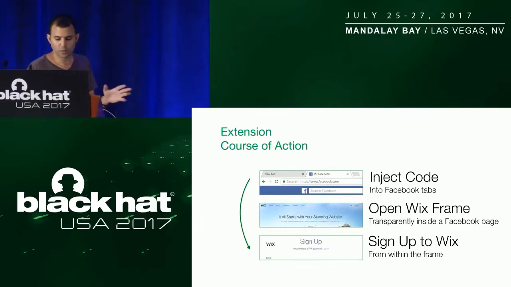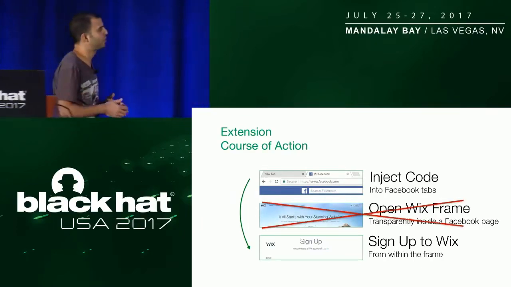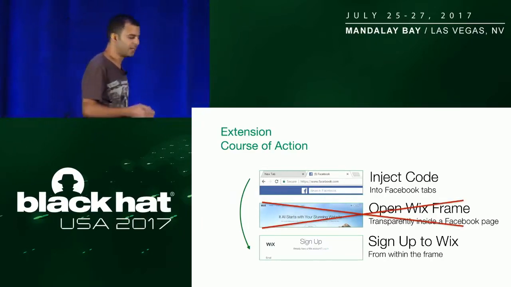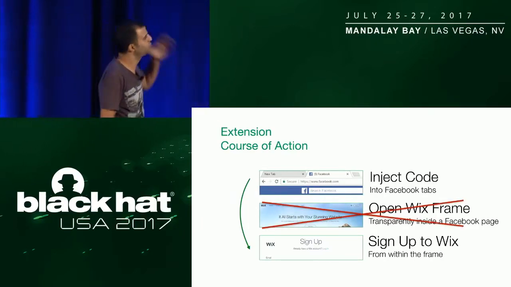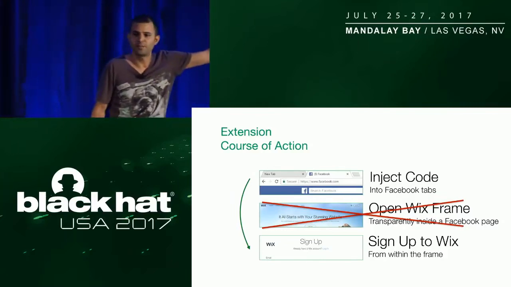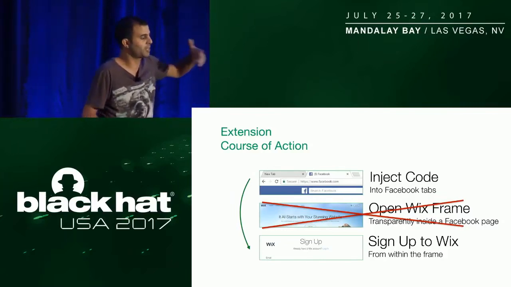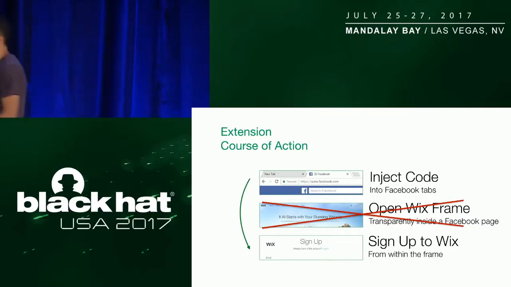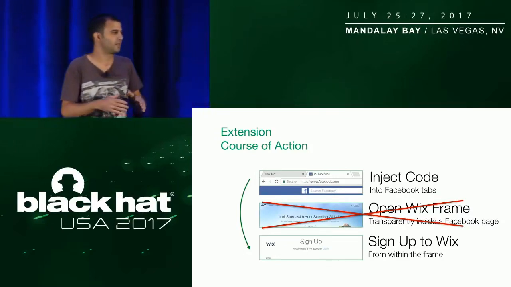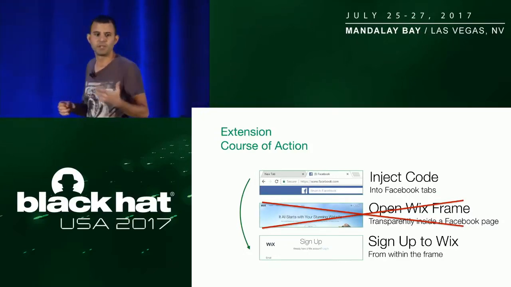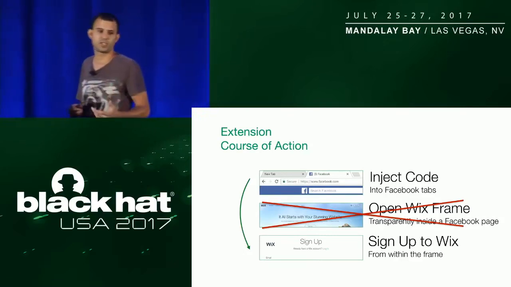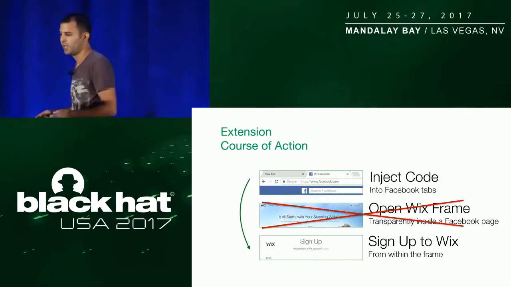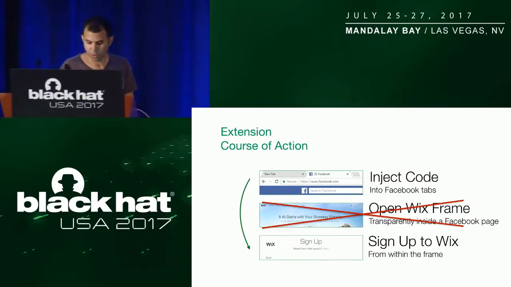Now, one quick question. Why would the attacker even need to open a Wix iframe? I mean, he has the ability of an extension. He can just inject code into Facebook and then send the sign-up request from the Facebook tab to the Wix server. The extension is able to do it because it does not have the limitation of cross-origin requests, of same origin. Sorry.